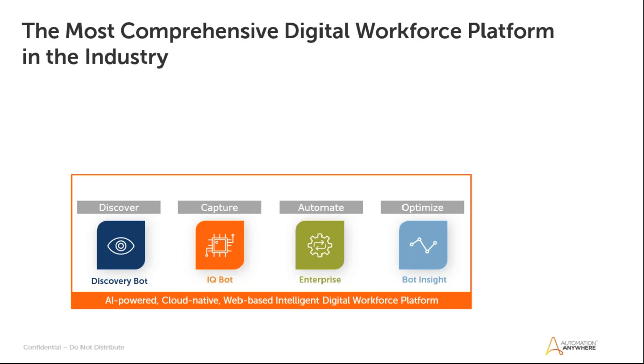When it comes to capturing information, the product is known as IQ bot. This is an intelligent document processing system where it can read through any kind of documents. We'll get into the details again in the next couple of slides, but I'll just briefly help you understand what these platforms mean. And the third is the enterprise RPA platform, which we call Enterprise A2019. That's a web-based cloud native RPA as a service platform.